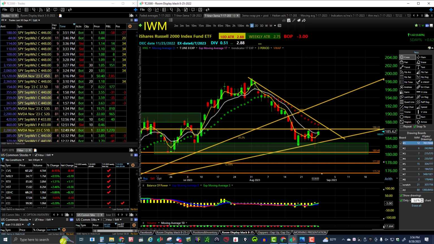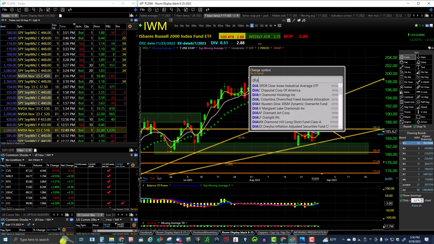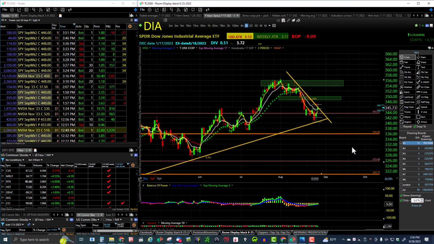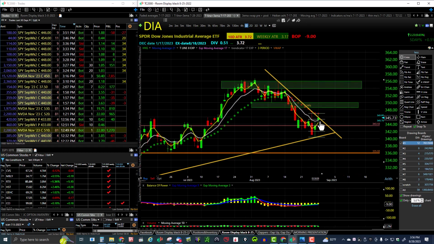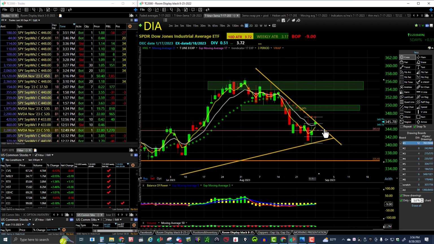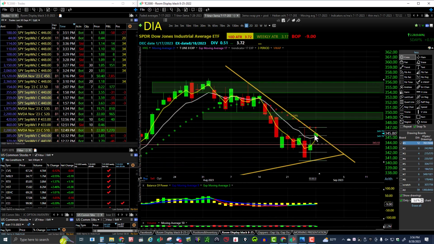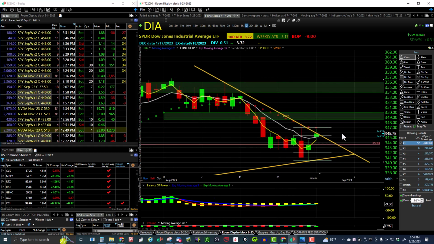Now let's take a look at the diamonds. So here's the diamonds. Same uptrend, bouncing off the uptrend, challenging the downtrend right here. Kind of piercing it right there. We'll see if they can close candles up over the downtrend line. That would be a nice sign for the Diamond Dows.